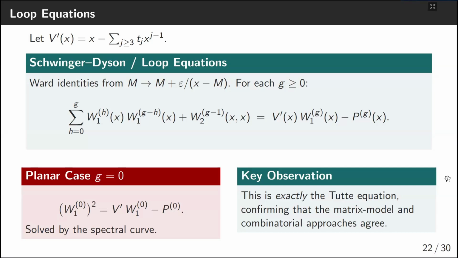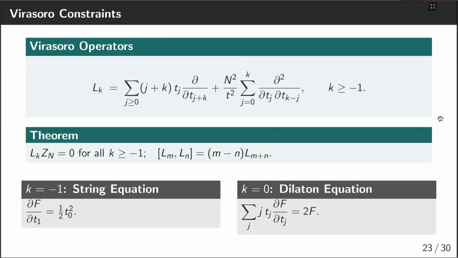The W10 squared is on the left side. So this is a Schwinger-Dyson loop equation, where we've let V prime equal to this. So this is the matrix approach. That is the combinatorial approach.